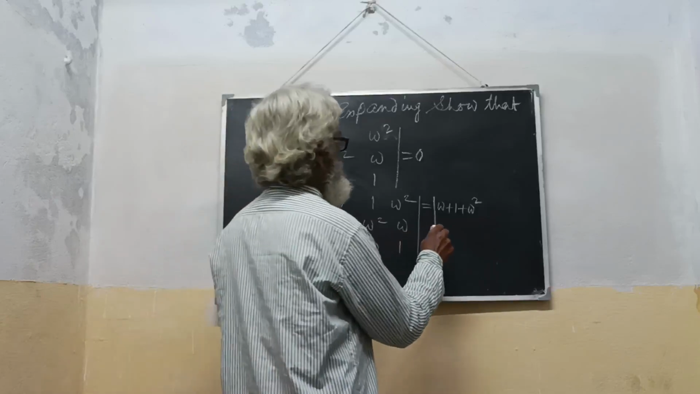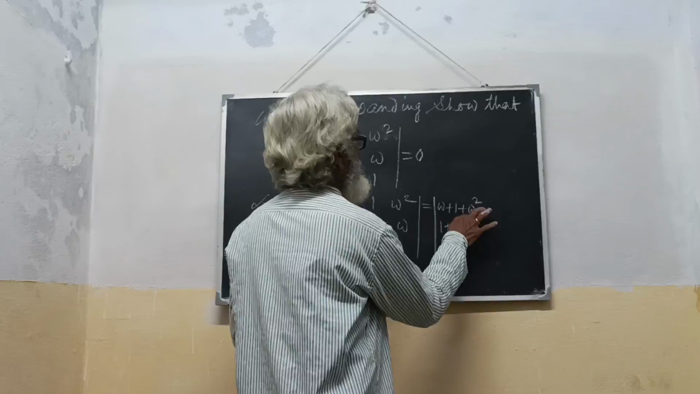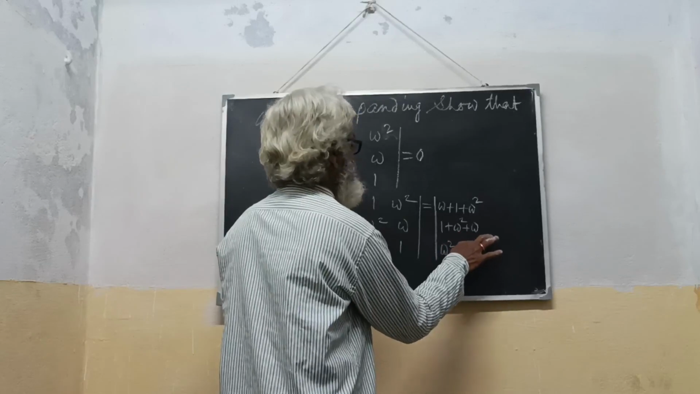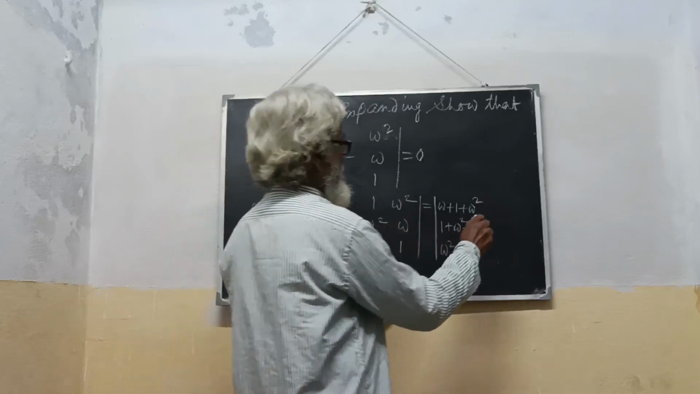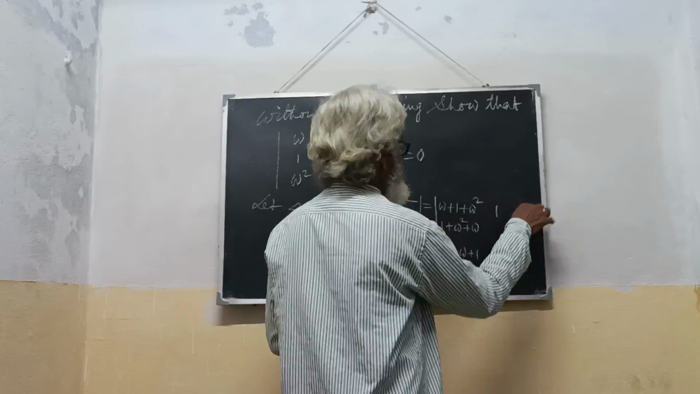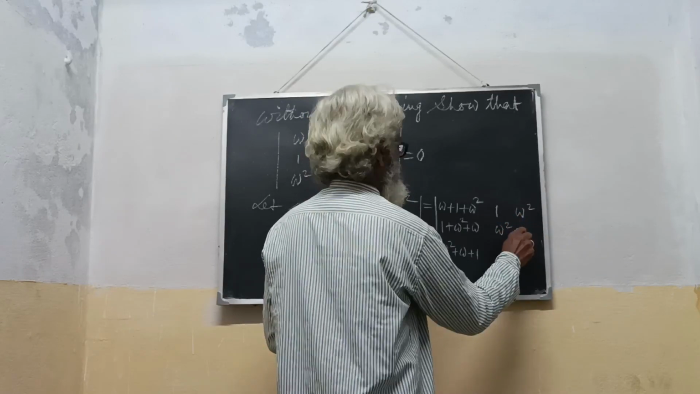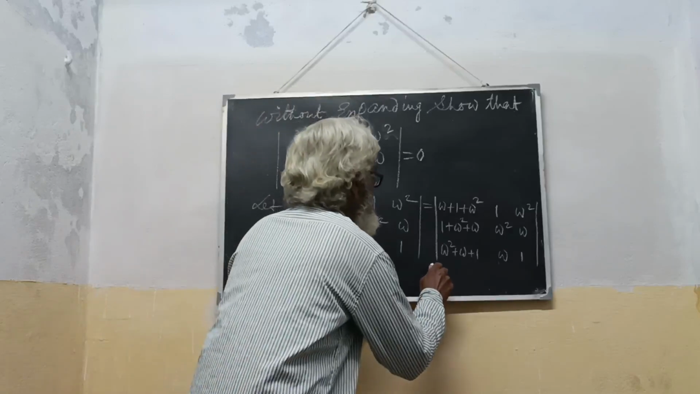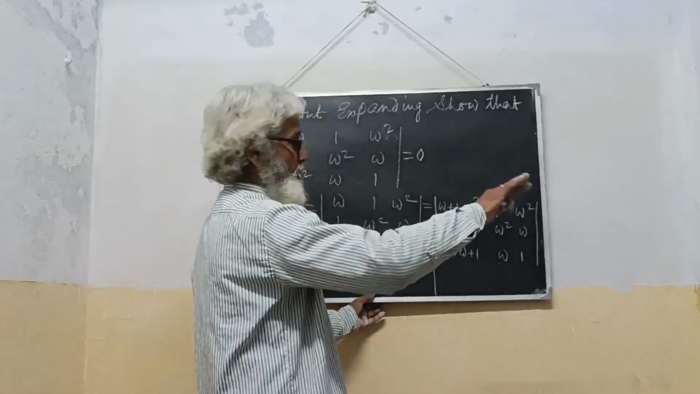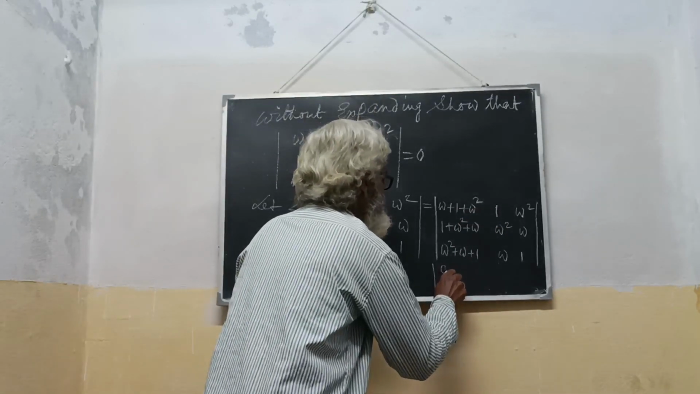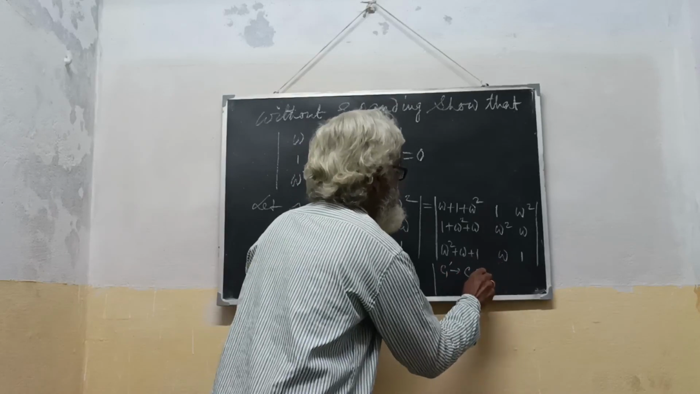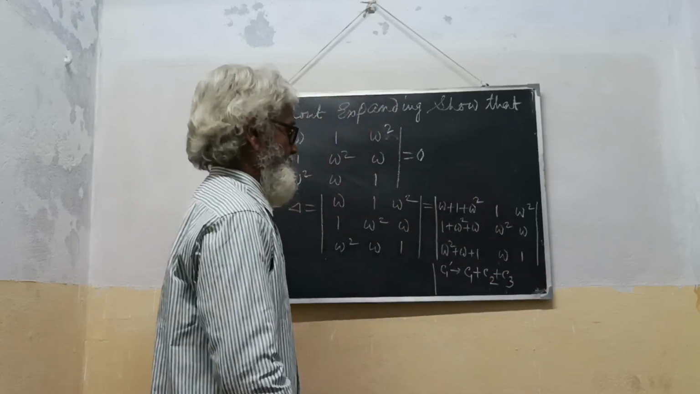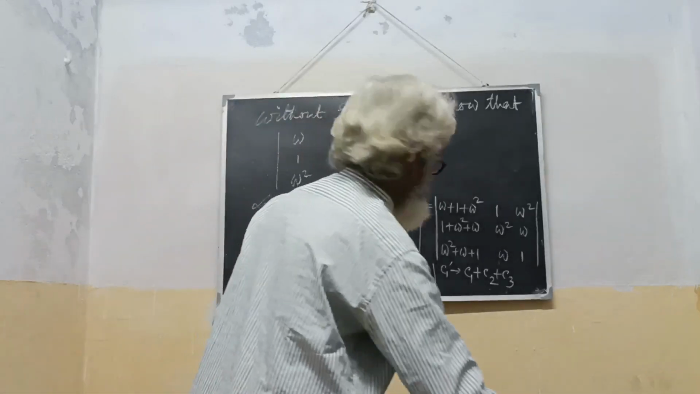Sum omega square plus omega, so omega square plus omega plus 1, and these are the elements which keep unchanged. Our operation, you write it on the right side of the determinant always. C1 dash goes to C1 plus C2 plus C3. In short, that is in symbolic form.